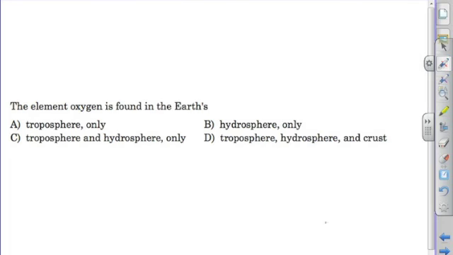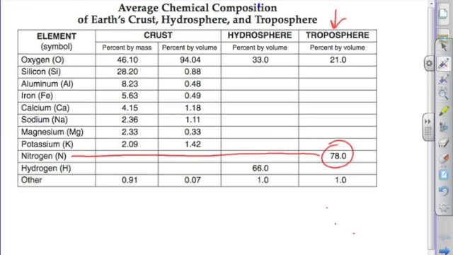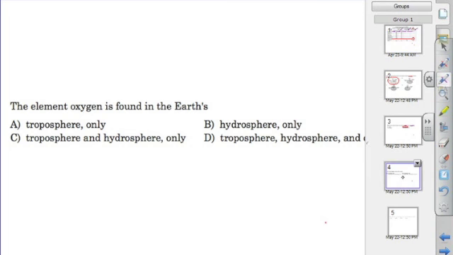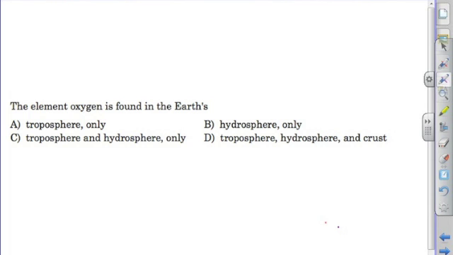The last example, the element oxygen is found in the Earth's, and then they basically want to know from that chart which layers of the Earth contain oxygen. When I go back to the reference table, it looks to me like oxygen is found in all three of these layers, the crust, the hydrosphere, and the troposphere. So when I look at my choices, I need to pick the one that refers to all three layers.